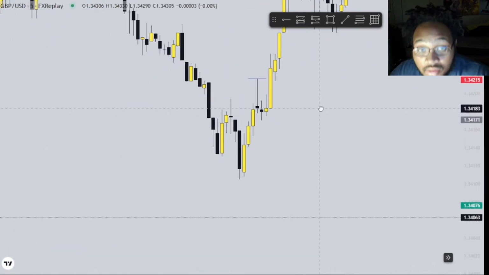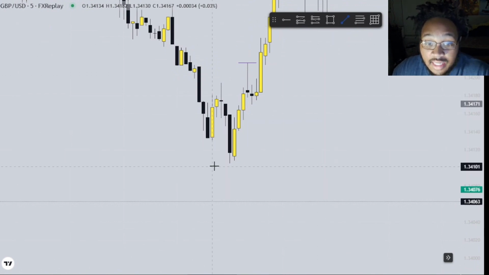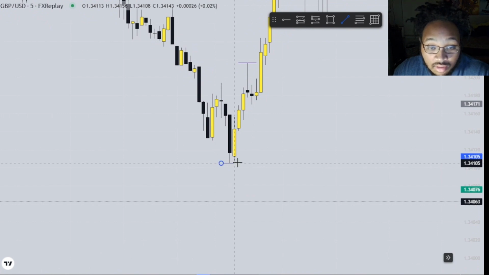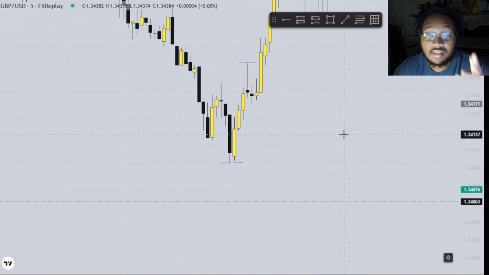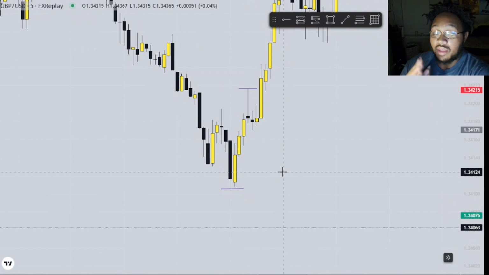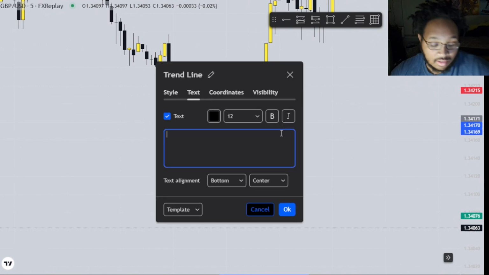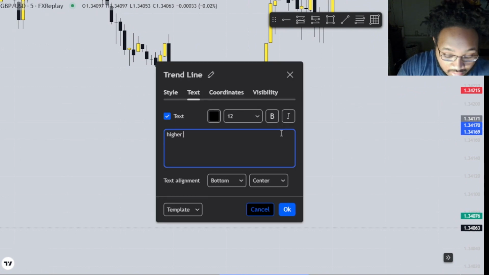A swing low is literally just the opposite. It's just 3 candles, 1, 2, 3. The middle candle's wick is lower than the candle on the left side and the candle on the right side of it. Like I told you, a bearish trend is made of lower highs and lower lows. So right here we have a low, we have a high. Right here is a higher low.